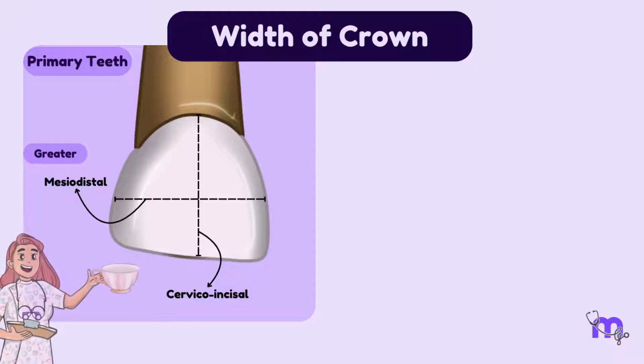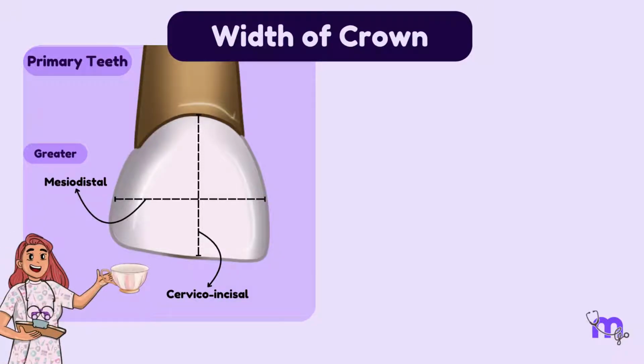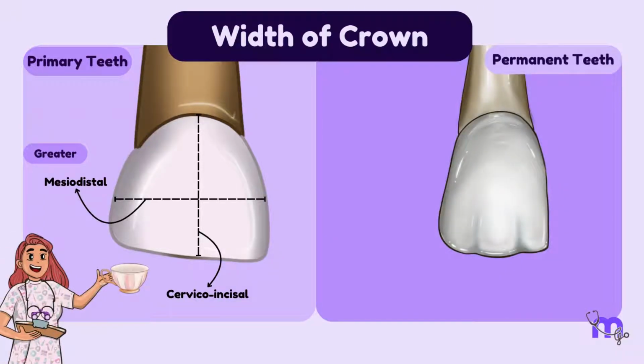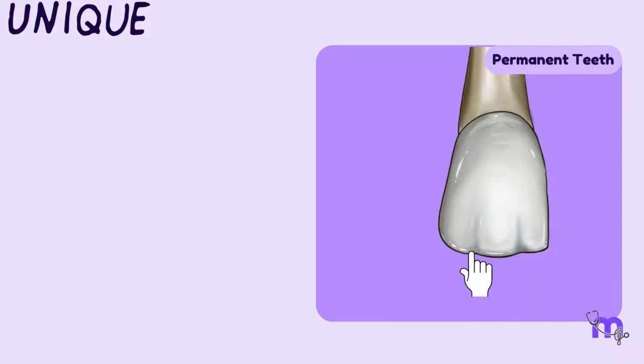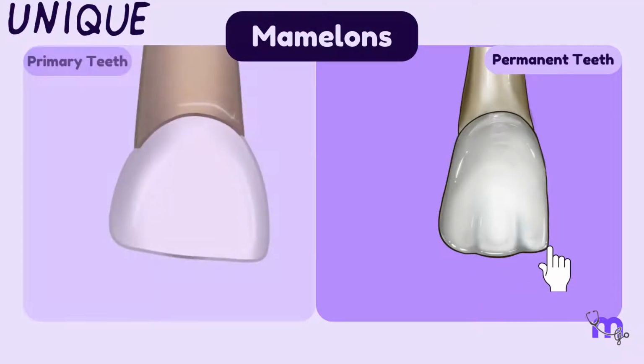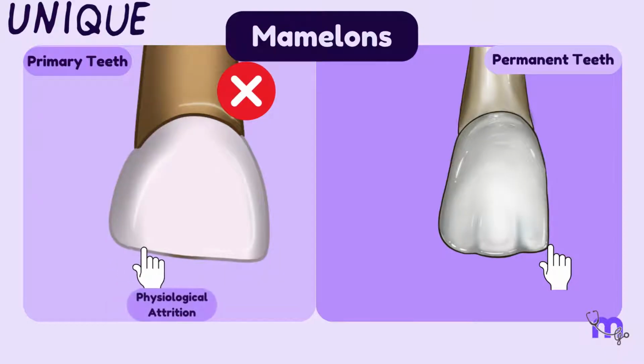They looked like Ria's teacup. In comparison, the crowns of permanent incisors were long, like a tall glass, as their cervico-incisal dimension was greater. Another unique feature she observed of permanent incisors is the presence of mamelons. They were absent in primary incisors. Instead, she noticed a physiological attrition of the incisal surface.